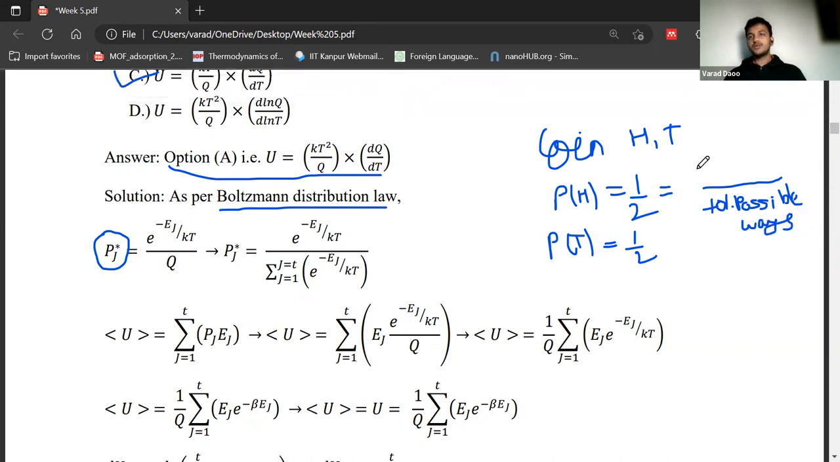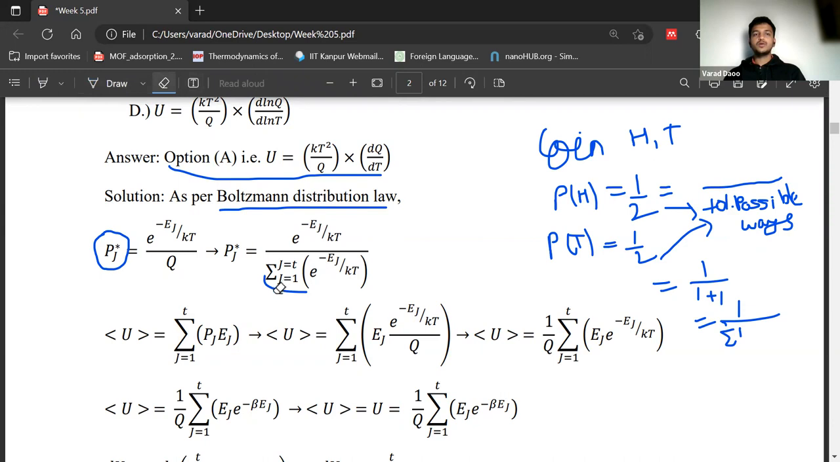The probability of having head is one over the total, similarly for tail, so it is 1 over 1 plus 1, and the sum of the probabilities is 1. The numerator is one macro state, and the denominator is the total number of ways. Only then can we have a probability, because P_j star has to be between 0 and 1. So this is a normalizing factor which bounds it between 0 and 1.